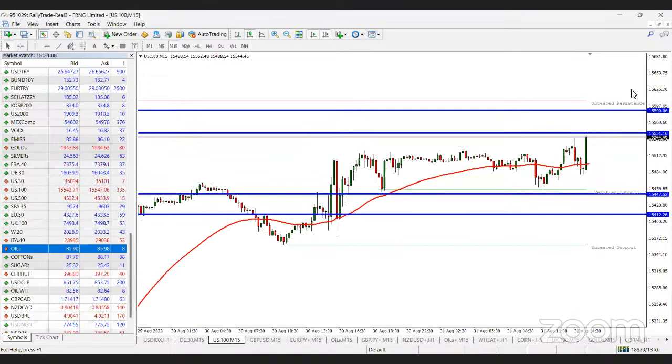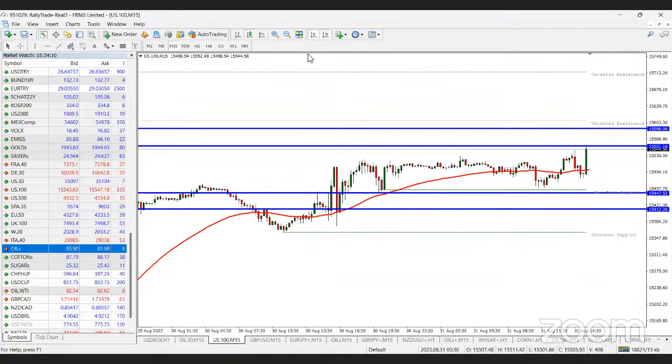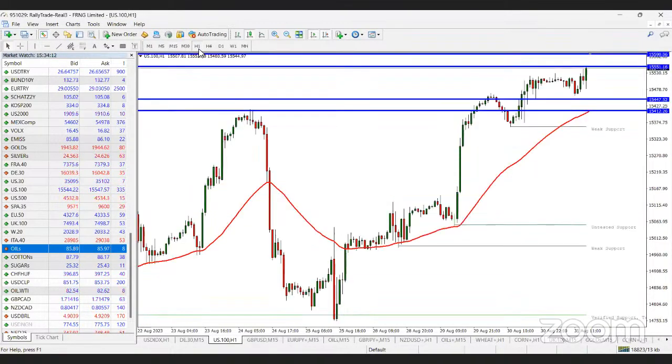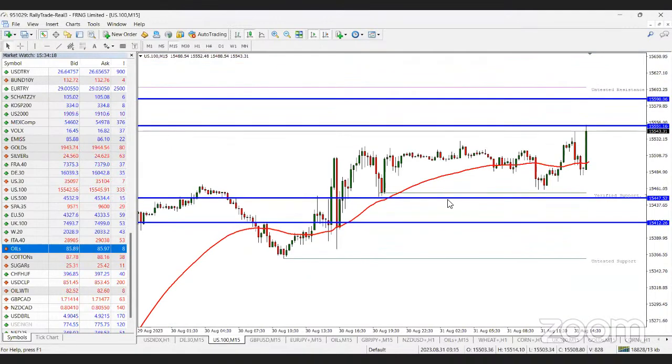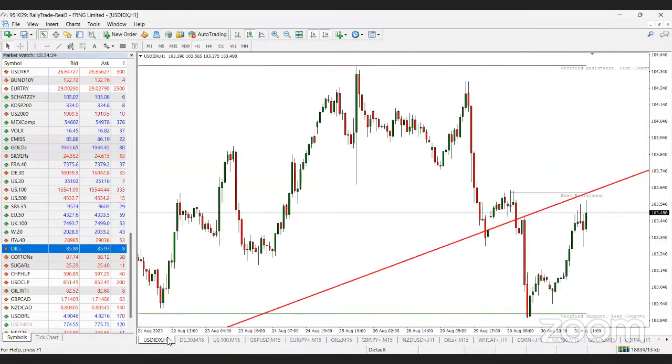US 100 is actually giving us that bullish move. So what we'll be looking at is buying from 15550, right? Don't forget that, okay? It has briefly touched that zone, but once it starts trading above that, we can take a buy on US 100. US 100 is going to continue bullish, guys.